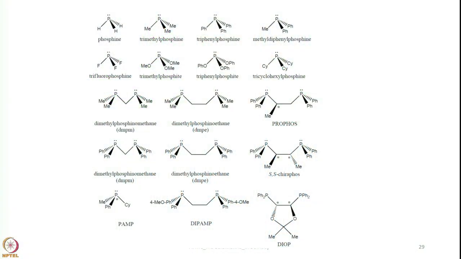They can be easily tuned, and once you tune and use them, they offer remarkable flexibility to the geometries around central metal atoms. Another advantage with phosphines is that phosphorus, 31P, is 100% abundant and has nuclear spin I equals half, so it is very easy to analyze and record spectra. With this, let us continue.